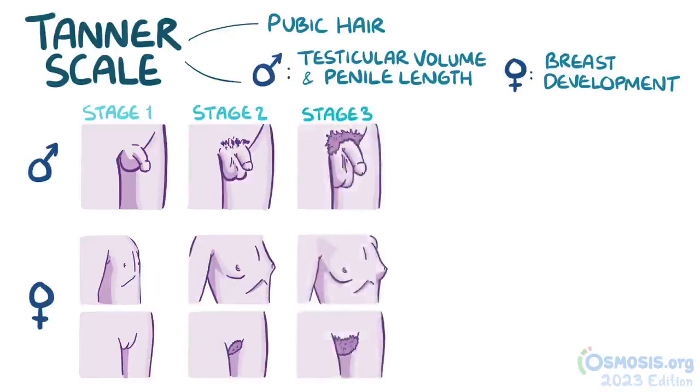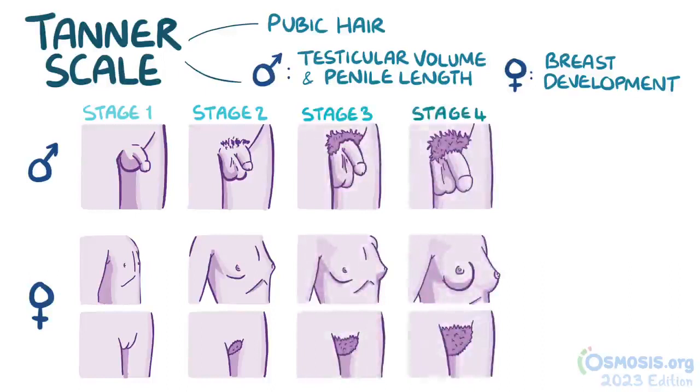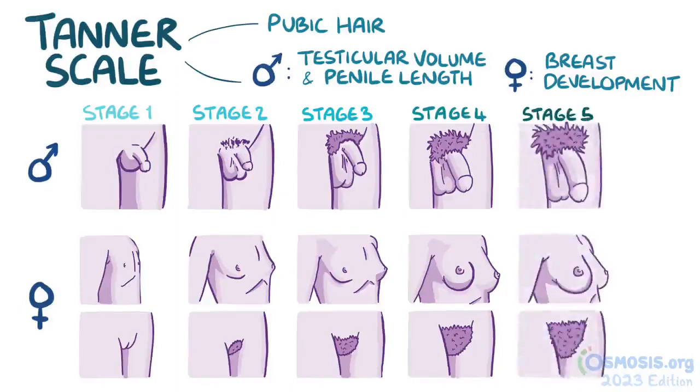In stage 3, pubic hair becomes coarser, the penis begins to enlarge in both size and length, and breast mounds form. In stage 4, pubic hair begins to cover the pubic area. The penis begins to widen, and breast enlargement continues to form a mound-on-mound contour of the breast. In stage 5, pubic hair extends to the inner thigh, the penis and testes have enlarged to adult size, and the breast takes on an adult contour.